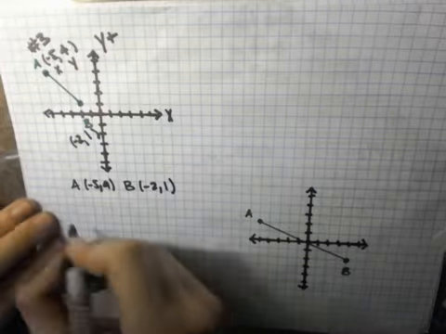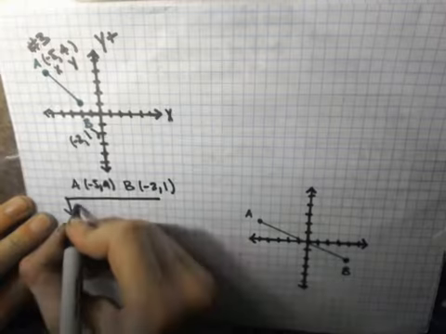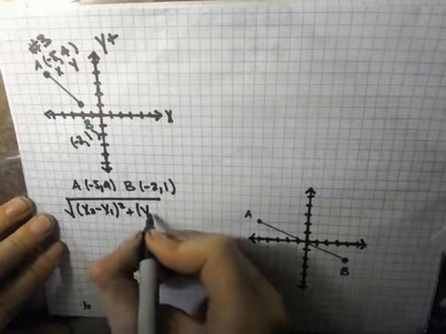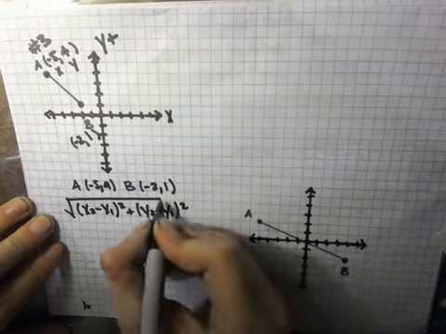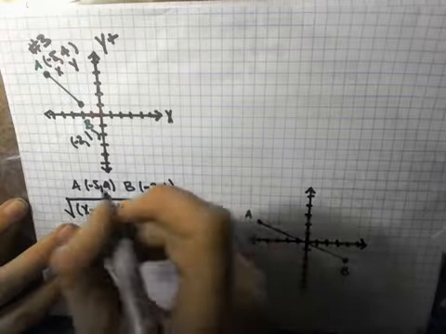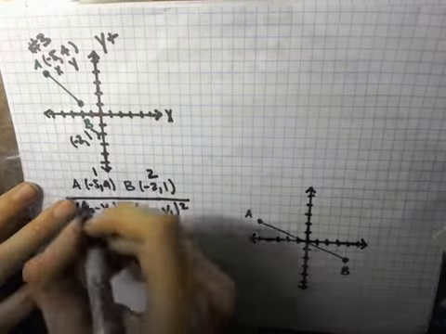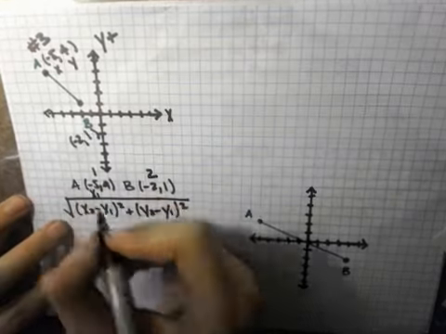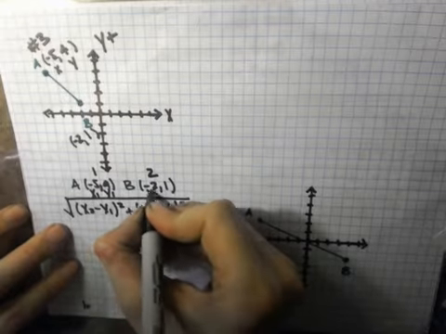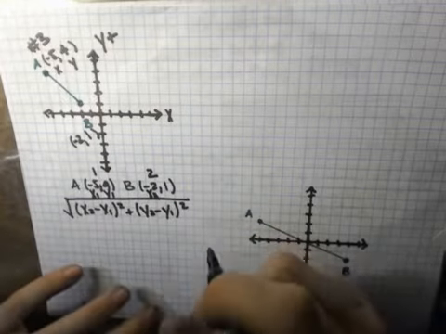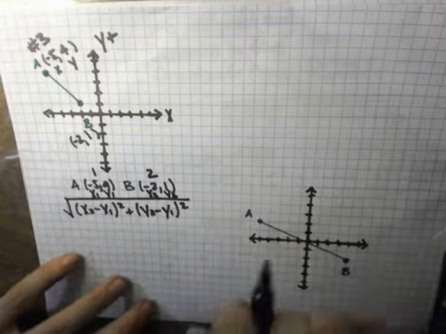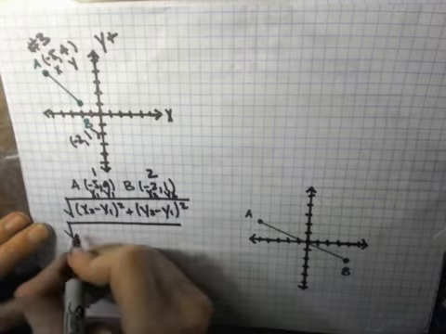So now I have my 2 points, and I need 2 points to plug into my distance formula. So here's my distance formula. And I have to pick a point. Doesn't matter which one, as long as I pick that one point. So I'm going to move left to right this time. I have the x value of my first point, x sub 1, the y value of my first point, y sub 1, the x value of my second point, x sub 2, and then the y value of my second point, y sub 2. So now we just plug and chug. We just plug it in.